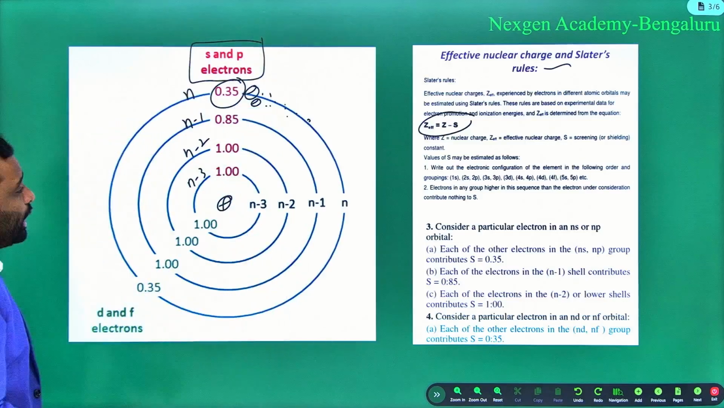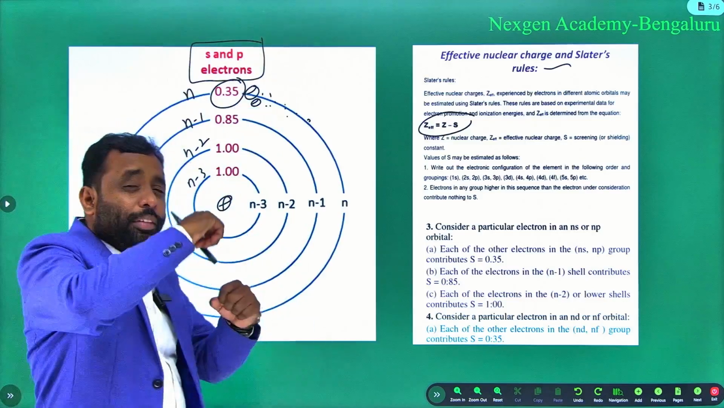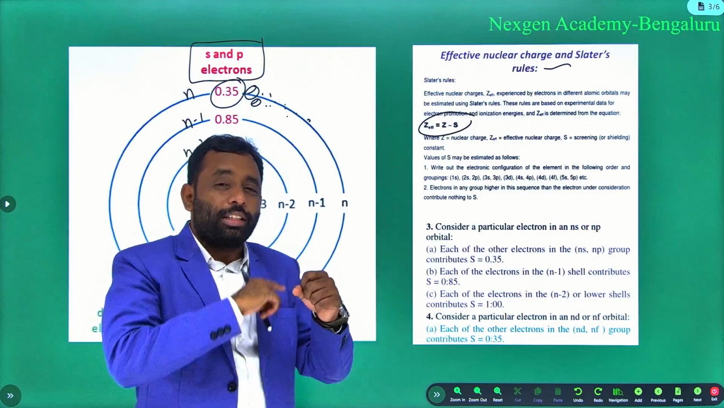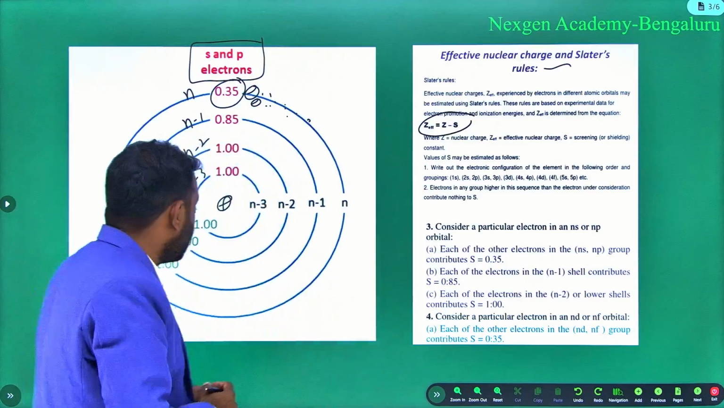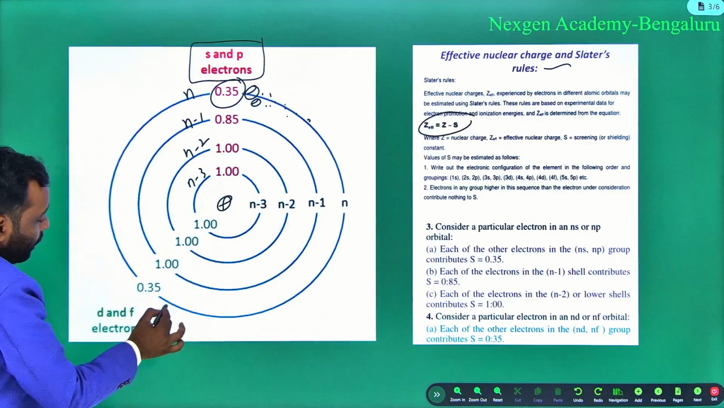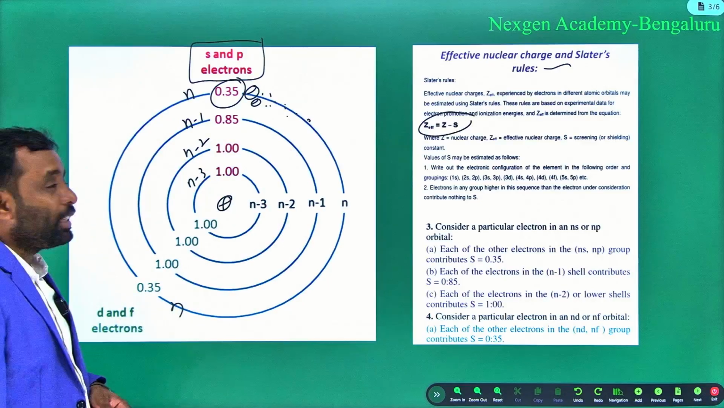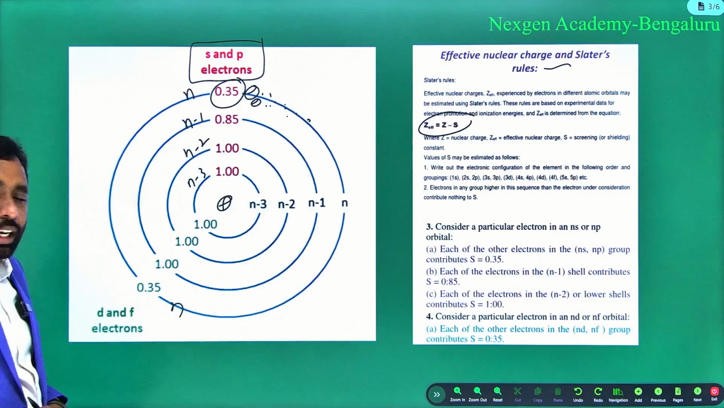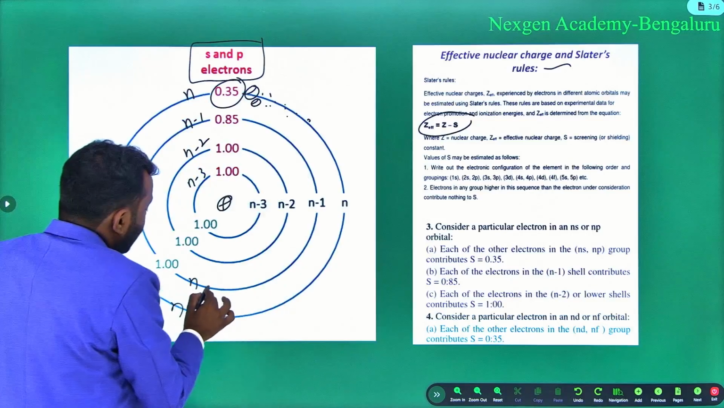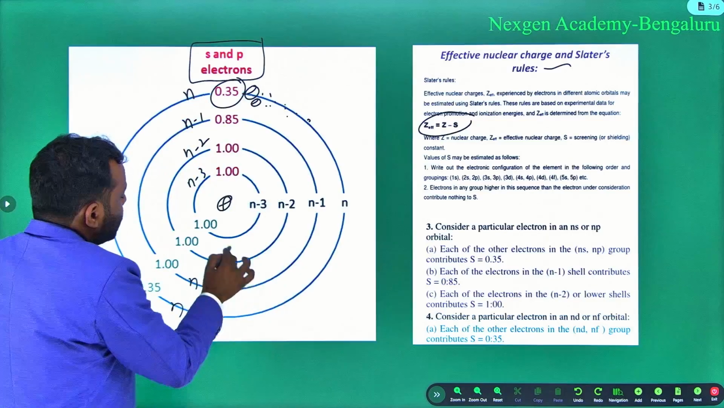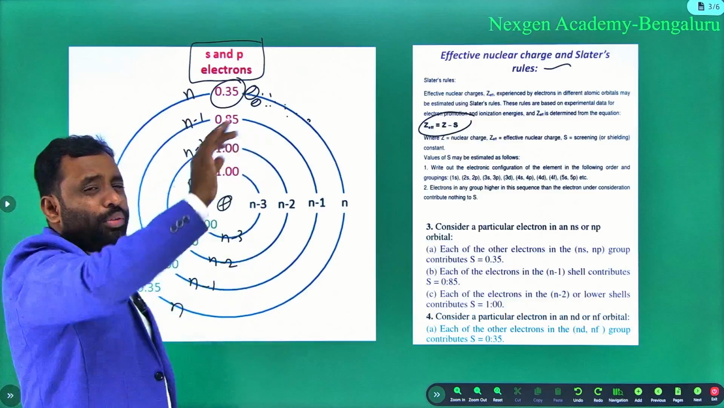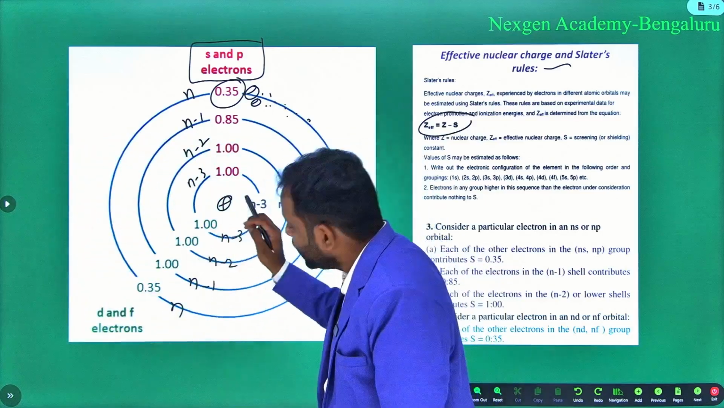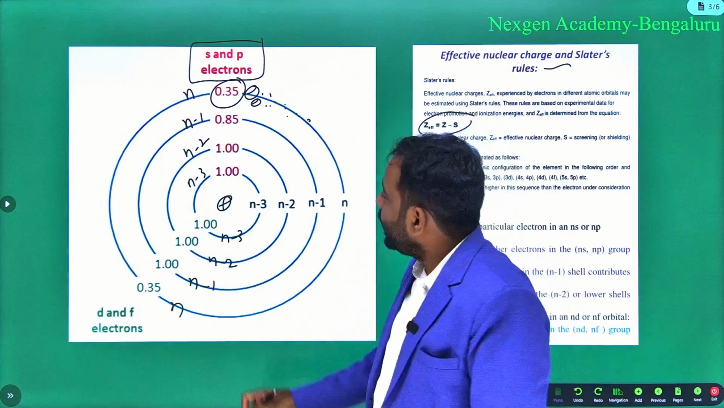When you are calculating for d electrons, meaning the valence electron is d, you need to follow this order. For example, for an electron present in the same shell, like earlier, the screening constant value is 0.35. For n minus 1, n minus 2, n minus 3, n minus 4, whatever inner electrons there are, their screening constant value is fixed at 1. Only in one area do you have a difference.